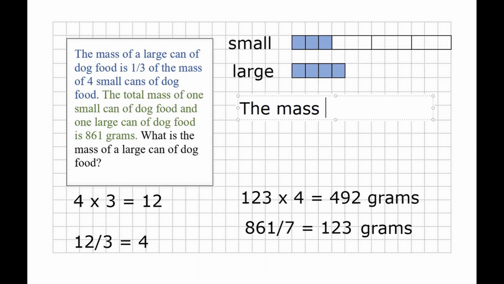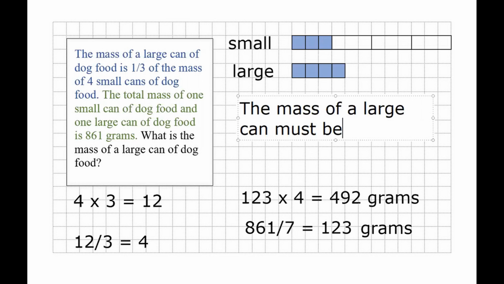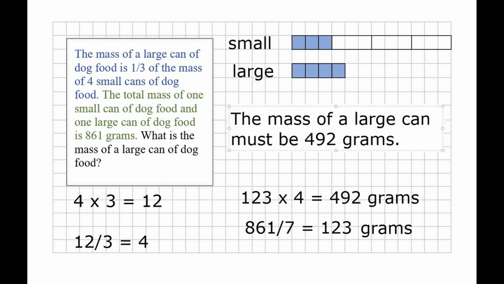The mass of a large can must be 492 grams. And that is my answer. That's my answer right here.